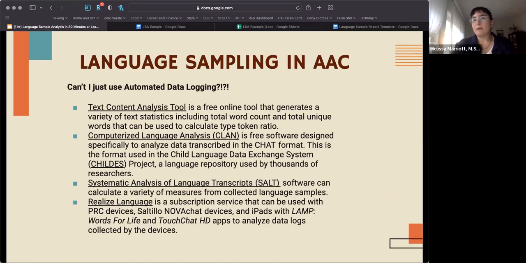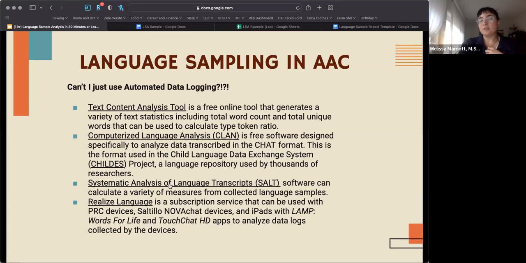So what about AAC? We're talking about students who often are using high-tech devices. We know that these devices oftentimes can log keystrokes. So why can't we just collect that information, aggregate it, and use one of these, like the text content analysis tool that I showed you earlier?